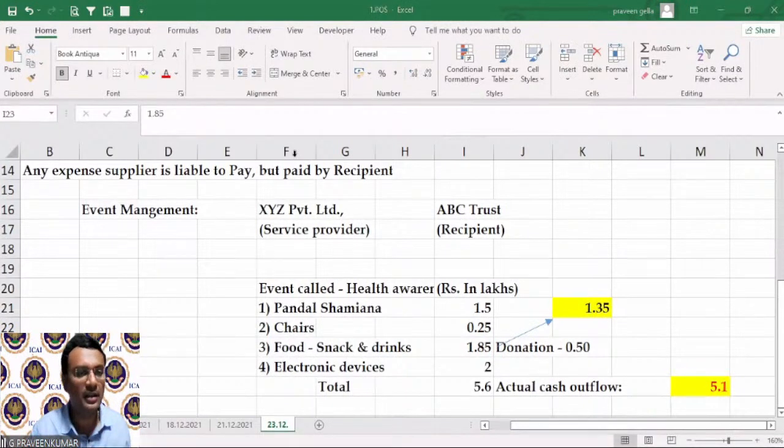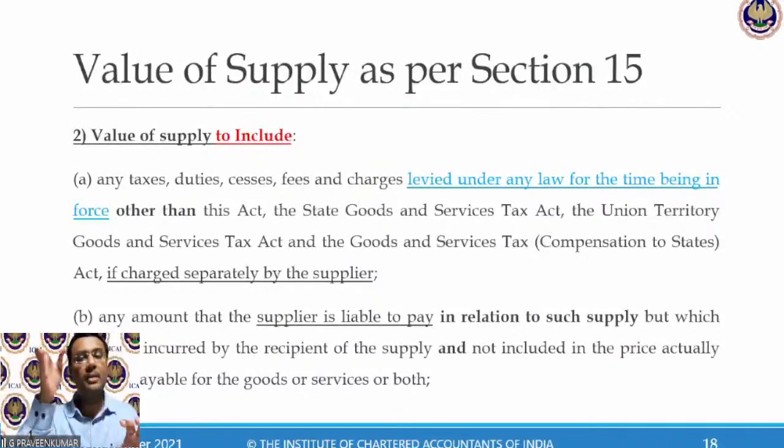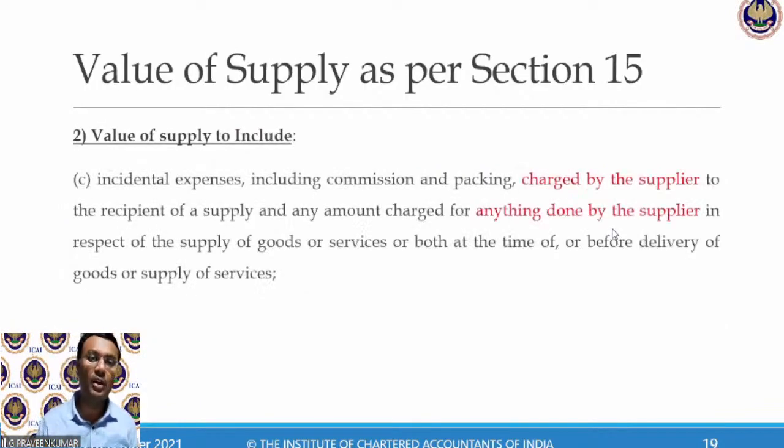So clause B talks about taxes; it talks about the money spent by the recipient on behalf of the supplier. Hope you are able to see my presentation. Moving on further, clause C, that is the third element: incidental expenses, which include commission and packing charged by the supplier to the recipient, and the amount charged for anything done by the supplier in respect of the supply of goods at the time of or before delivery.